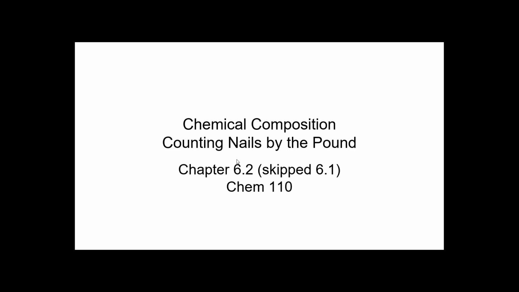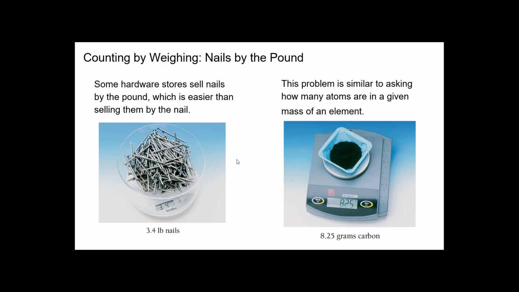I just completely skipped 6.1. We're jumping to 6.2 and even this one is very short. So we're going to look at counting by weighing, nails by the pound. We're going to start getting into math and calculations. So these are some examples to get you started into understanding how we're going to do this.